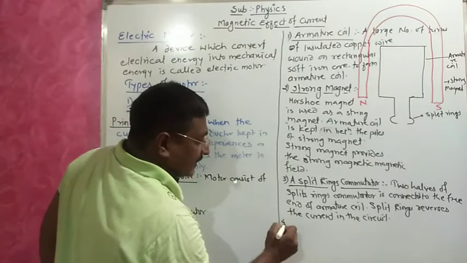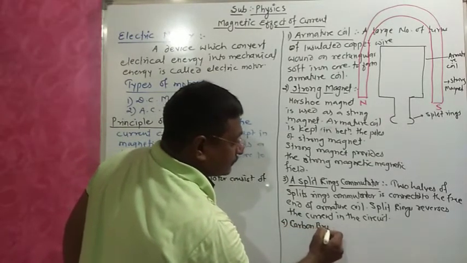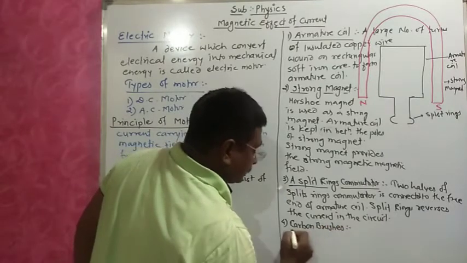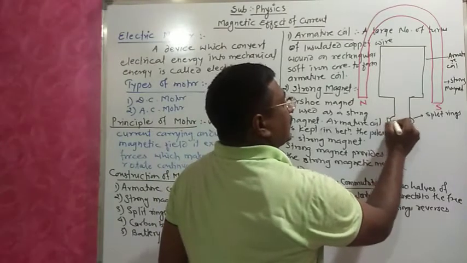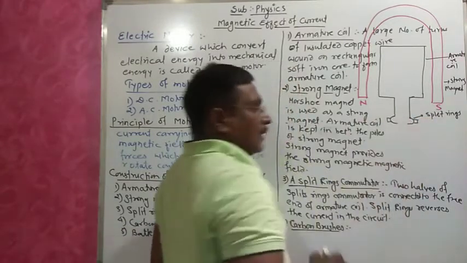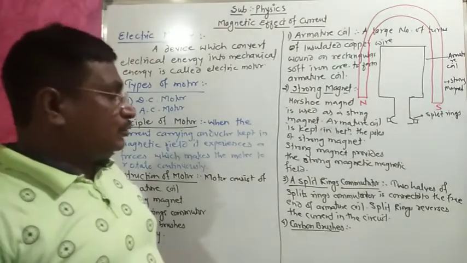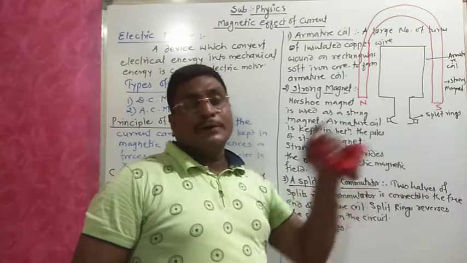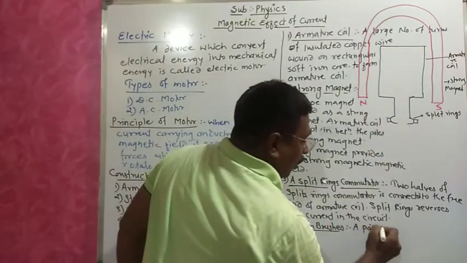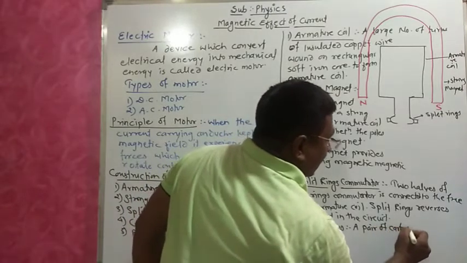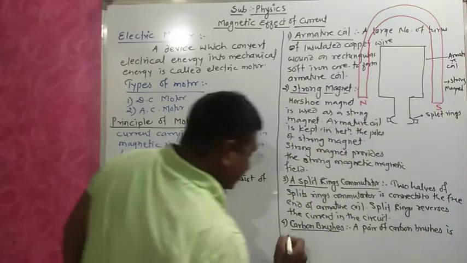Then fourth, there are carbon brushes. A pair of carbon brushes touches the two halves of the split rings.